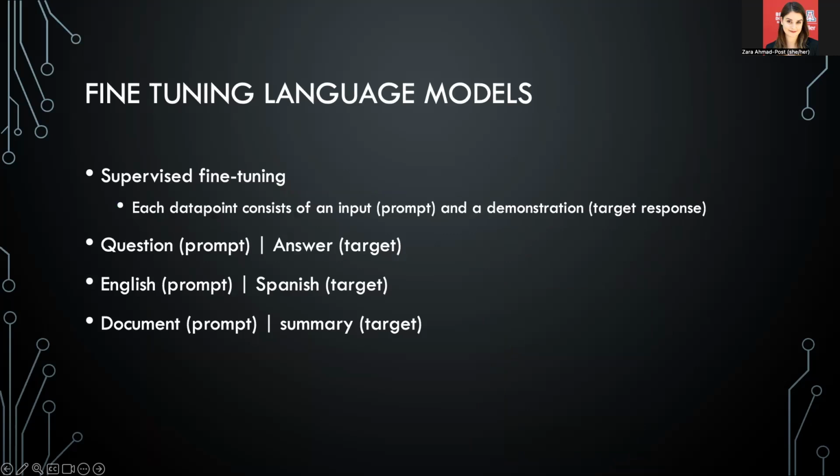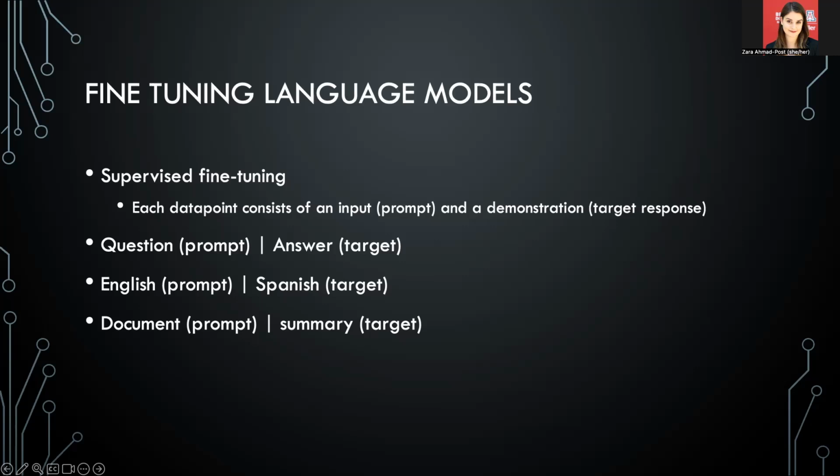So when we're doing supervised fine tuning, we're going to do things like question answering, right? So we have our question and then our answer. The question will be the prompt and the answer is going to be the target. For translation, it would be like, here's the sentence in English, here's the sentence in Spanish. You're just showing it more examples. And then you have things like a massive document and the summary that you want to see out of that document. So these are ways of doing supervised fine tuning.